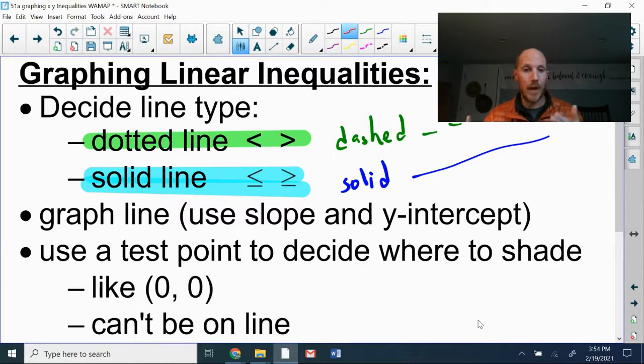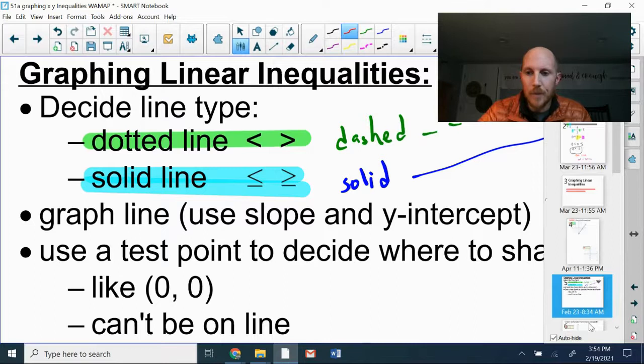So from that boundary line, we're either going to shade above it or below it. In order to determine which is the correct part of the graph to shade, we're going to use a test point to decide where we shade. 0, 0 is my recommendation. That's always going to be the easiest test point. But the only rule we're faced with here is that our test point cannot be on the line we just graphed. And so if your line goes through 0, 0, you'll have to pick a different test point. You can use any point you want, but 0, 0 will be easiest when it is a possibility.